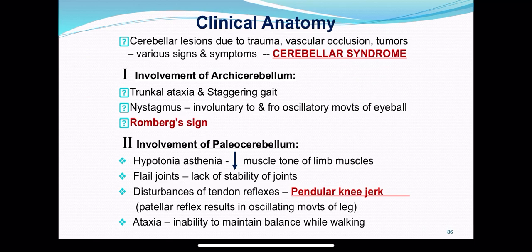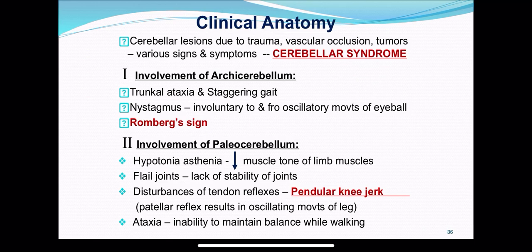Nystagmus, when you ask him to look this side, that side, you will have involuntary to and fro oscillatory movements of the eyeball. Romberg sign is a sign when you ask a patient to stand with his eyes closed, he will sway to one or more sides. He will not be able to stand straight with the eyes closed. With eyes open, okay, but with the eyes closed also we should be able to stand straight, maintaining our equilibrium normally.